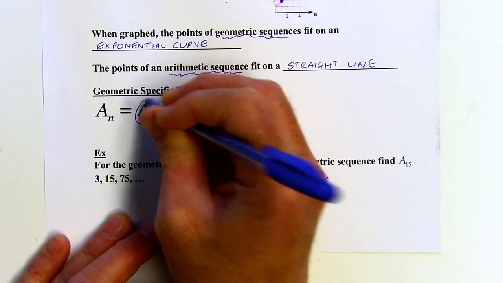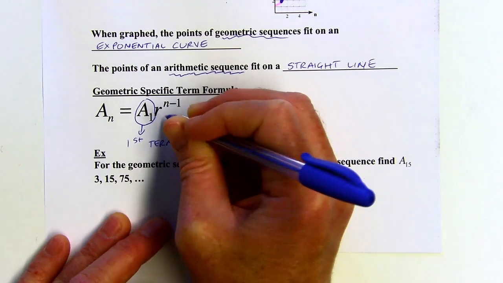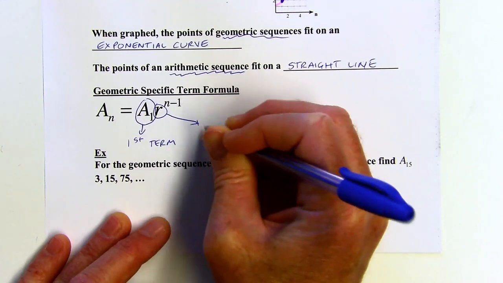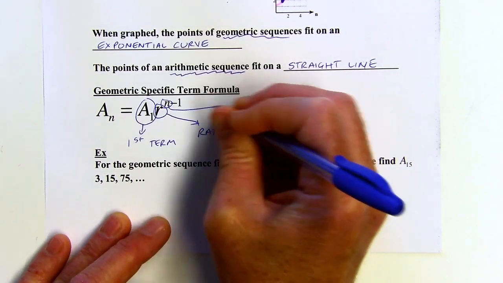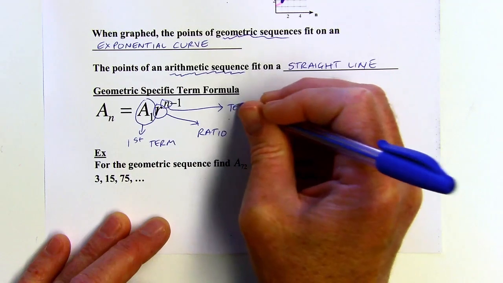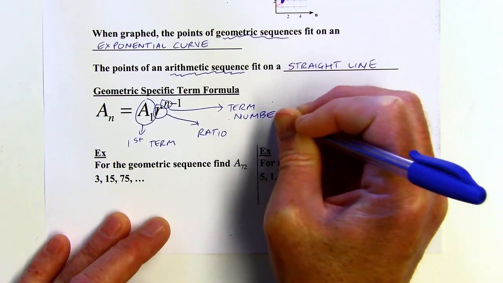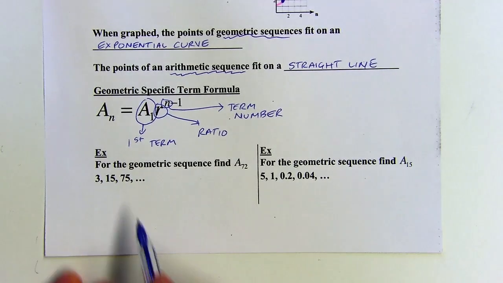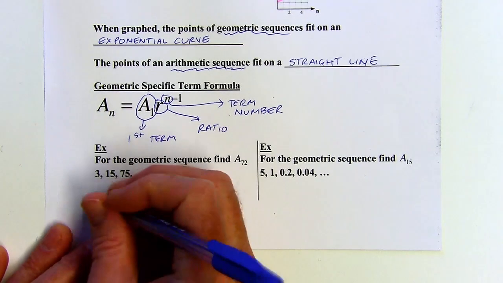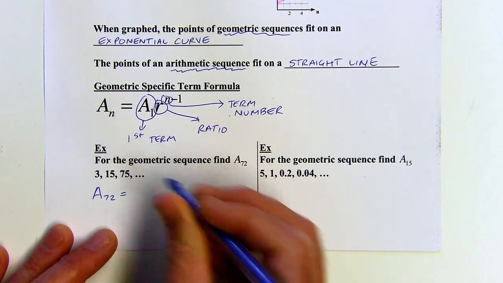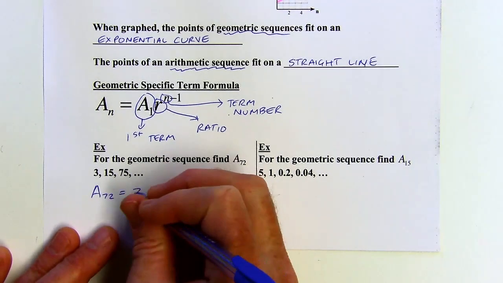So a sub 1 is going to be the first term. The r is the ratio. And then the n is going to be the term number that you're looking for. Okay? So let's try out this formula then. We're looking for the 72nd term, so I'm going to write a sub 72. All right. And then my first term is 3. I can see that that's 3 there.